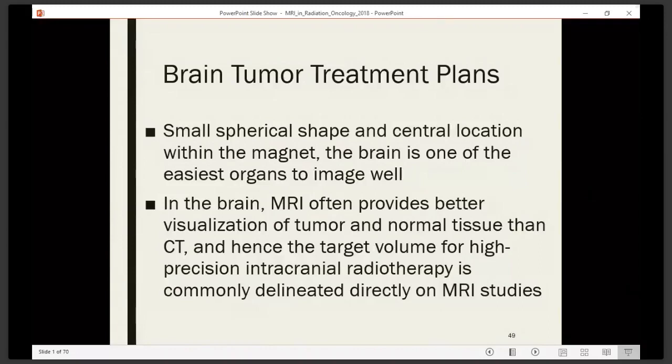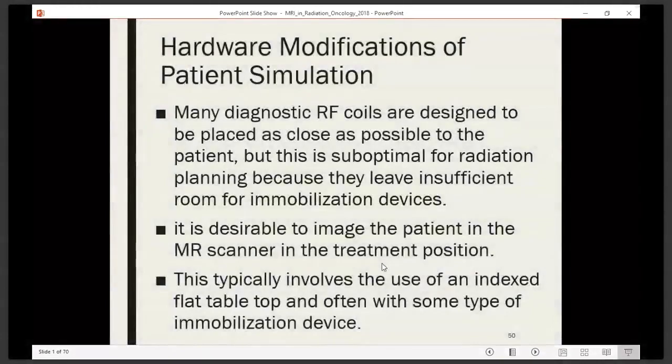The brain is probably the part of the body that's the easiest to image with MRI. There's a huge amount of neurological research, and for a long time, MRI was considered primarily a neuroradiological tool. That's because the brain is relatively small compared to other body parts, fairly spherical in shape, and easy to position in the isocenter of the magnet. In the brain, MRI provides really good visualization of tumors and good contrast between tumor and normal tissue, way better than CT. And you can do really high precision intracranial radiotherapy using MRI studies.